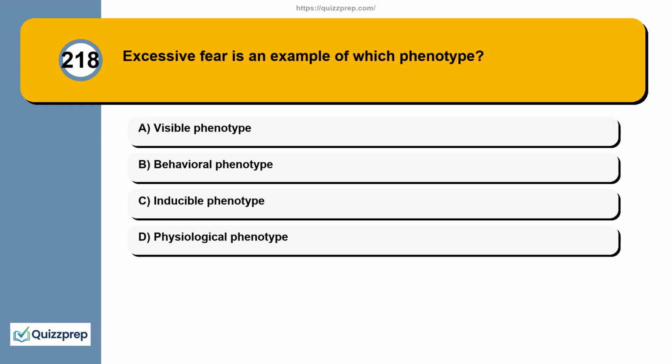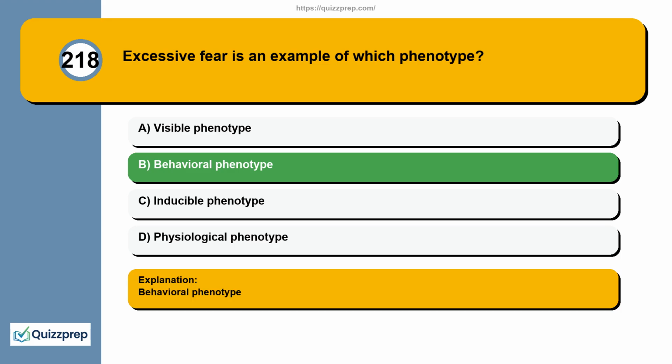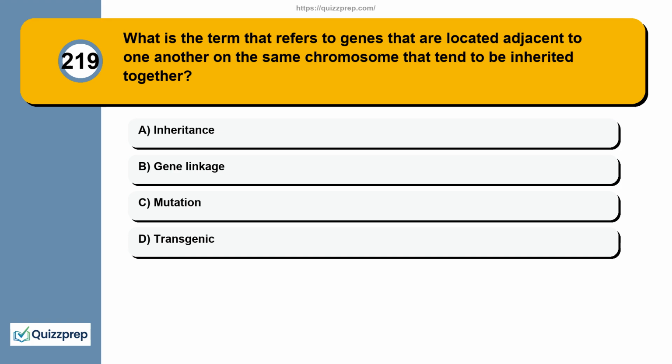Question 218. Excessive fear is an example of which phenotype? Option A. Visible phenotype. Option B. Behavioral phenotype. Option C. Inducible phenotype. Option D. Physiological phenotype. The correct answer is option B. Behavioral phenotype.